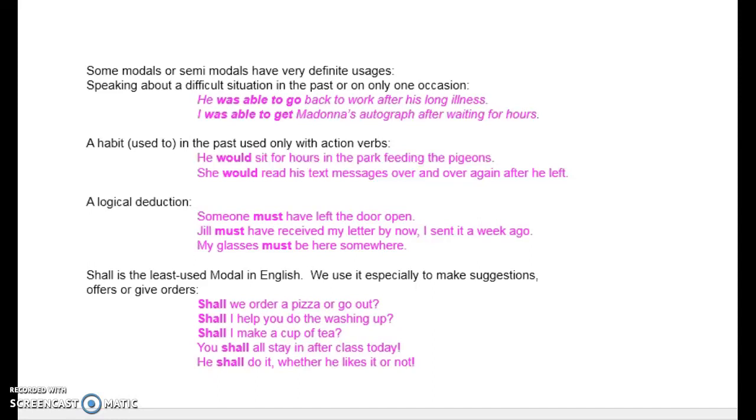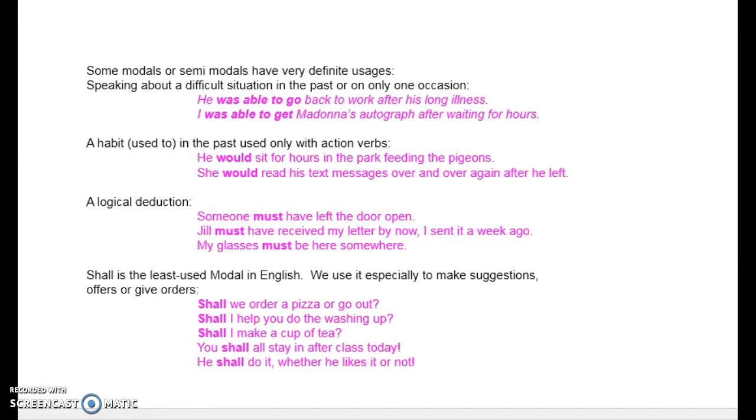You have a logical deduction, and here someone must have left the door open. You find that the door is open, so you realize that someone must have left it open. Jill must have received the letter by now. I sent it a week ago, and my glasses must be here somewhere are also deductions.